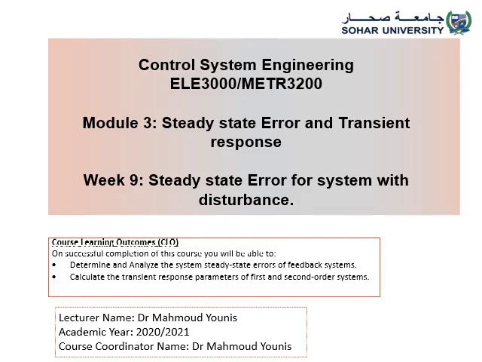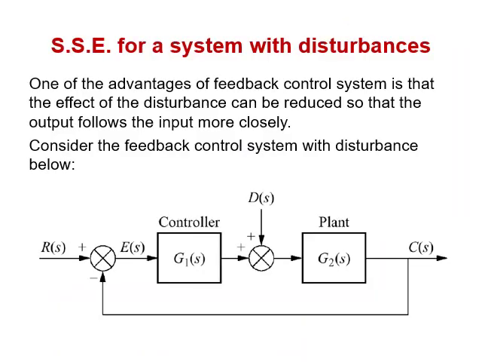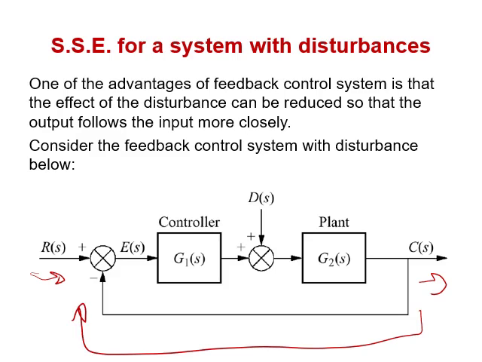Hello, my dears. Here we will study the steady state error for a system with disturbance. A system with disturbance is similar to the system you can see in front of you here, having input and output with a unity feedback, similar to the previous system, except that the system is affected by an external signal, and the external signal affects the system in the middle of it.